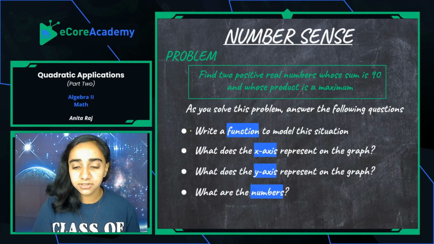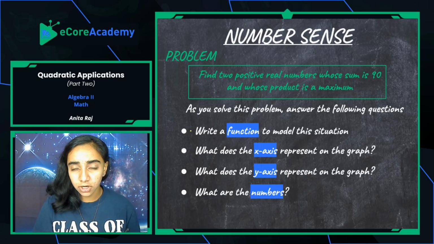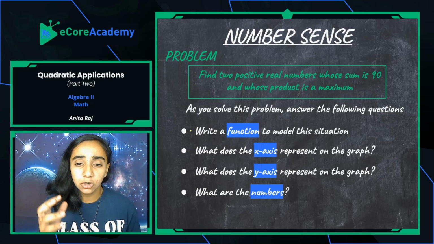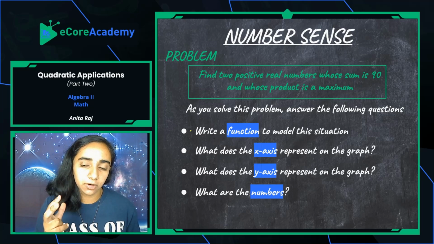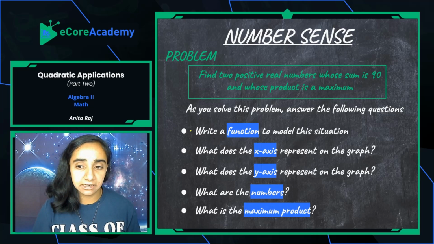Next, what are the numbers? So after answering all these questions about the function, the representation of the x-axis, the representation of the y-axis, we want to really get down to the essential part of this question. What are the numbers? So what are these two numbers that we're talking about that are unknown, that have a sum of 90 and have a product which is a maximum? Lastly, we are being asked what is the maximum product.